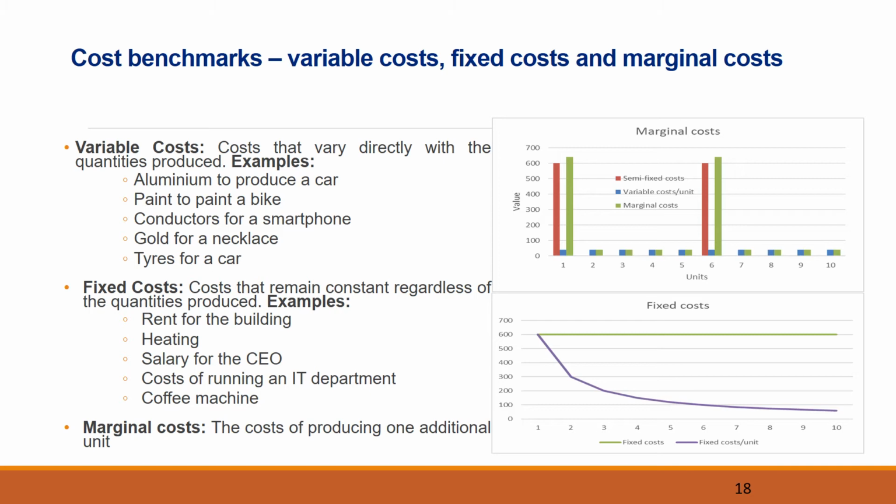Material costs are a typical example of variable costs, and could, for instance, be the aluminum used to produce a car or the paint used to paint a bike. Fixed costs, on the other hand, remain constant regardless of how much is produced and include costs such as heating and running an IT department.